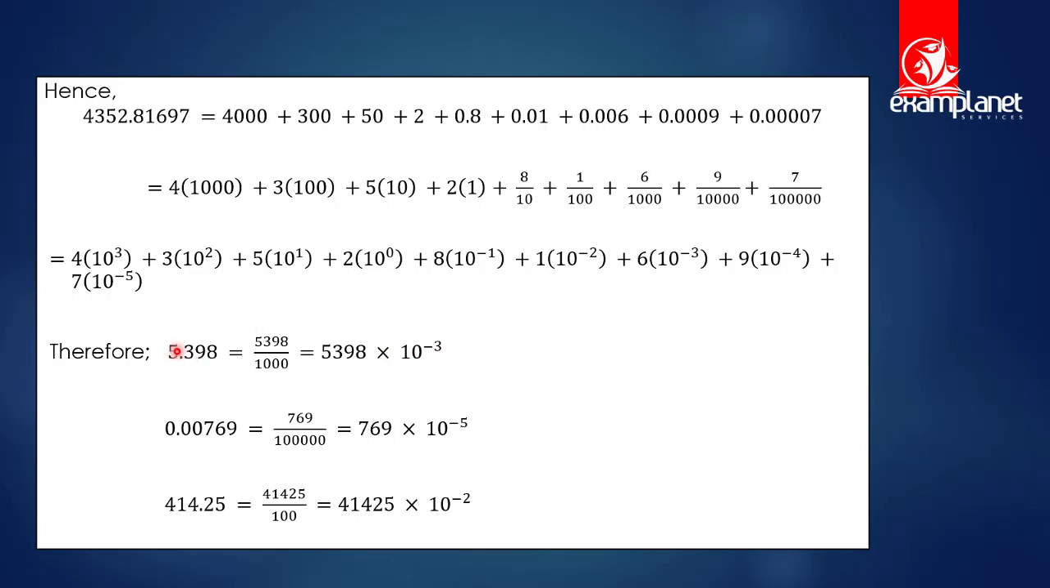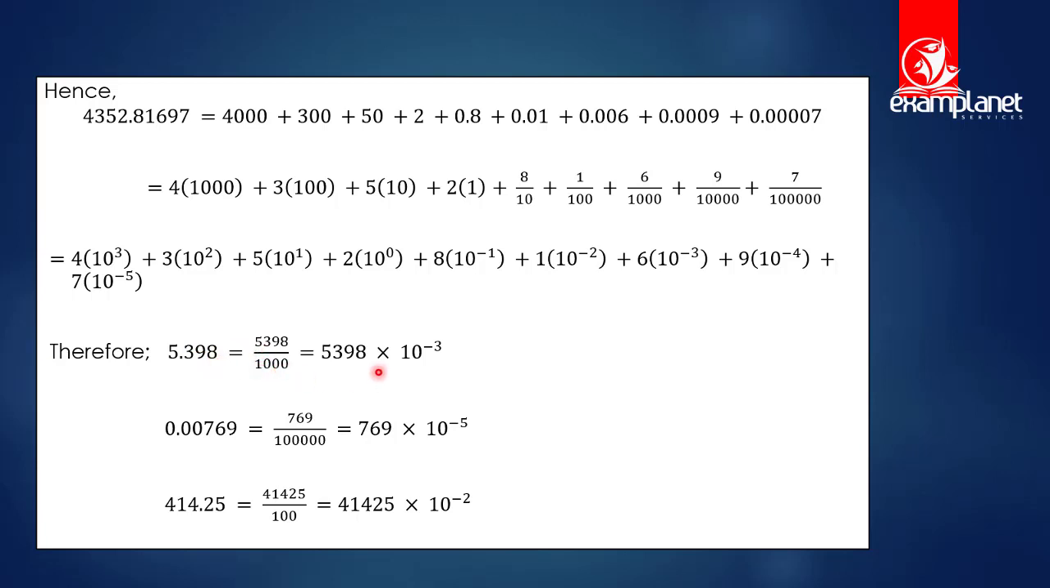So when we have 5.398, for instance, it is simply the same as 5398 all over 1,000. That is what this simply means. The simple thing you just need to do is remove the point. So you have 5398, that's your numerator. Then how many digits do you have after the point? We have 3 digits. So that means you have over 1 with 3 zeros.